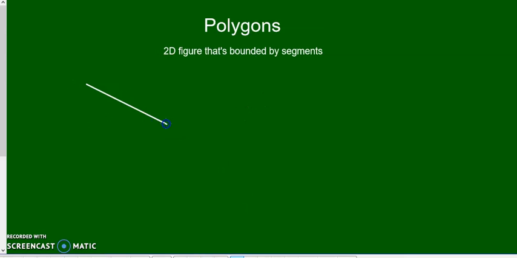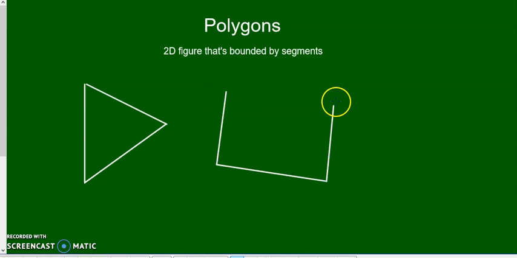So here's an example. 1, 2, 3. I took 3 segments, joined them together, and I made a polygon. Now, one thing I forgot to mention is that it's closed. It's a closed figure, so the figure has to be closed. There are no open spaces. So this would not be a polygon because it's not closed, so I would have to close it.